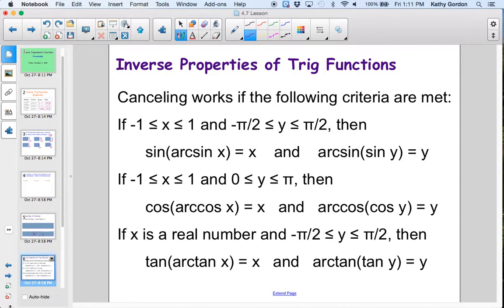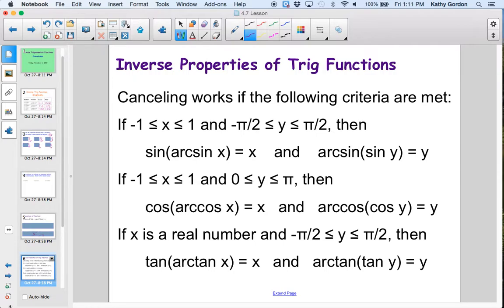Okay? Similarly with cosine, if it's cosine on the outside and the inverse cosine on the inside, then we just have to make sure that, again, we're using a number between -1 and 1. If it's the inverse cosine on the outside, then we have to make sure that the cosine is being done on an angle that's between 0 and pi this time, rather than -pi/2 to pi/2. It's got to be between 0 and pi. If that's the case, canceling's fine. If it's beyond that interval, then we have to work it out.